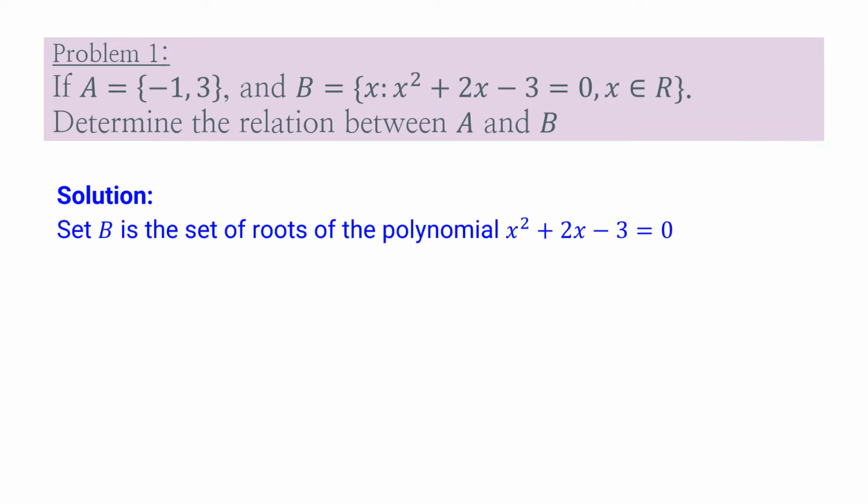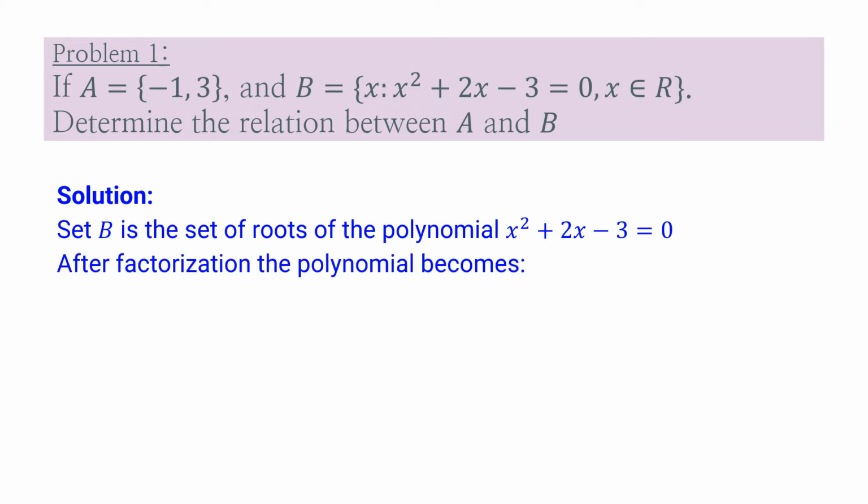Set B is the set of roots of the polynomial x squared plus 2x minus 3 equals 0. After factorization, the polynomial becomes (x minus 1) times (x plus 3) equals 0. Therefore, x is equal to 1 and minus 3. Therefore, the set B is the set of elements 1 and minus 3.